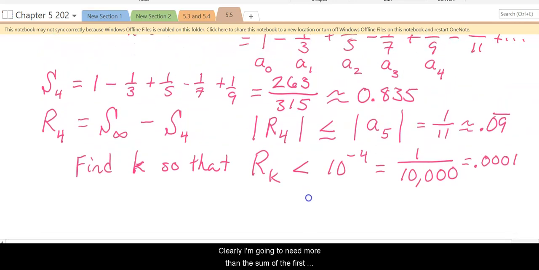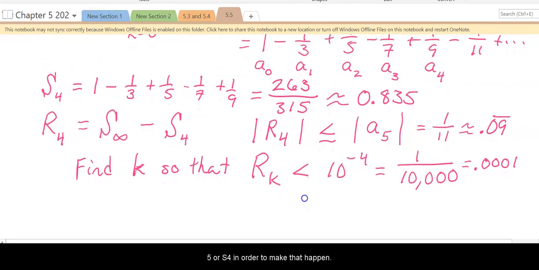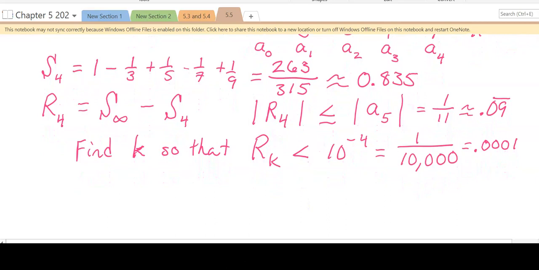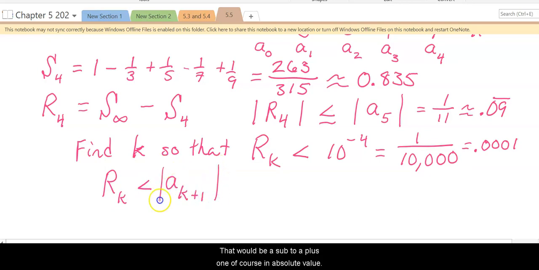Clearly, I'm going to need more than the sum of the first 5, or S4, in order to make that happen. In order to figure this out, this means that my R sub k or R sub n has to be less than the first unused term. That would be A sub k plus 1, of course, in absolute values. If I strip off the alternating sign behavior, and I think of the A sub n's as all positive, I could just write this as less than A sub k plus 1.